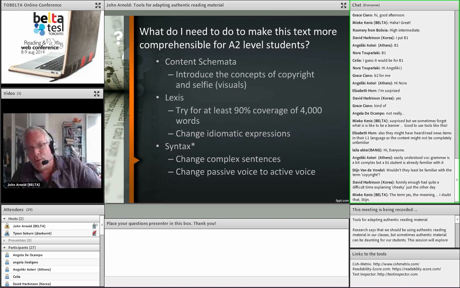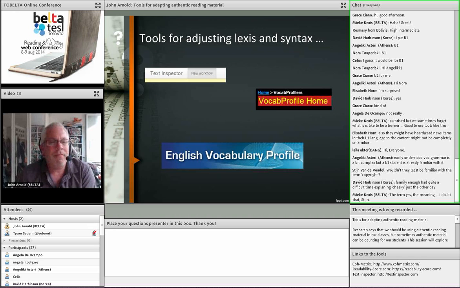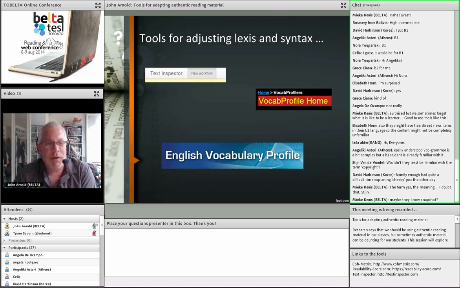So once we identify what some of the problems are and some of the things we should do, then it becomes time for us to start working with some tools to help us do that. A couple tools that are very interesting. We saw Text Inspector earlier, which I'll show you today. You may be familiar with this one from Canada, the Lex Tutor, and one of the things they have is the Vocabulary Profile Home, which is a great tool.